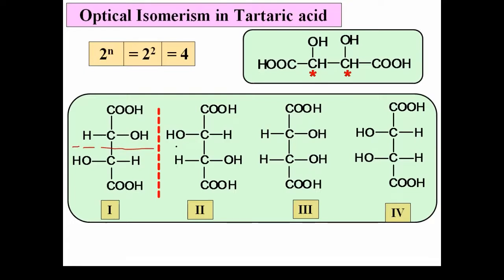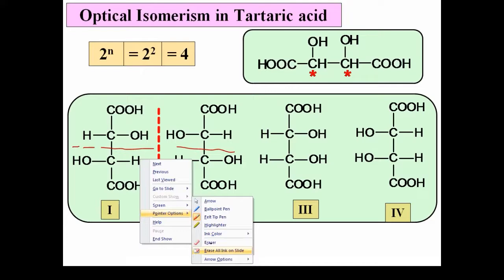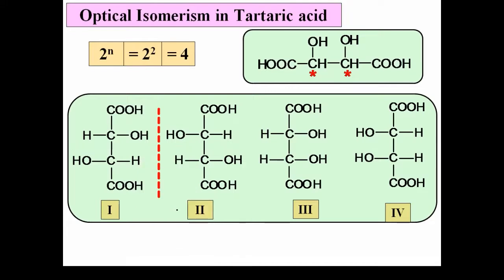Similarly, in the second also, there is no plane of symmetry, and thus the first and second do not have any element of symmetry. Hence, they are optically active. They are optical isomers. Now, what about the relation between first and second? Suppose this is the mirror in between them. Let us consider that there is a mirror between them. Are they mirror images of each other?